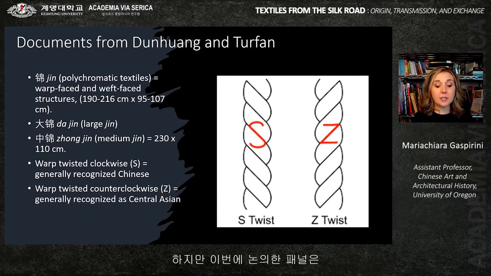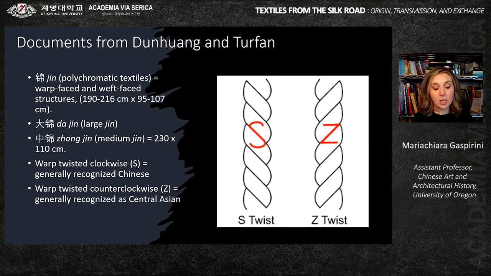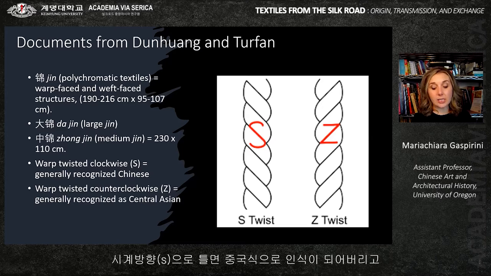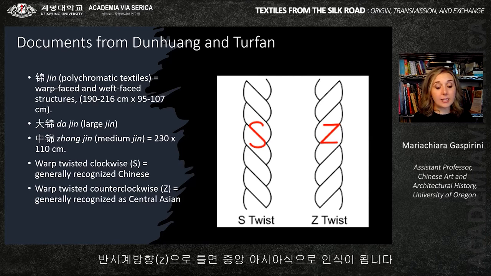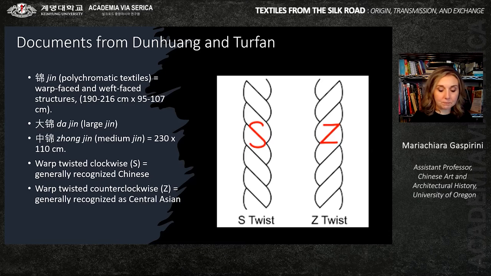However, the panel discussed in this paper has Z-twisted warps, which are generally seen in Central Asian weavings. The spinning direction of the warp, in fact, is recognized as Chinese if it's twisted clockwise in S, and Central Asian if it's twisted counterclockwise in Z. But this was not a rule.